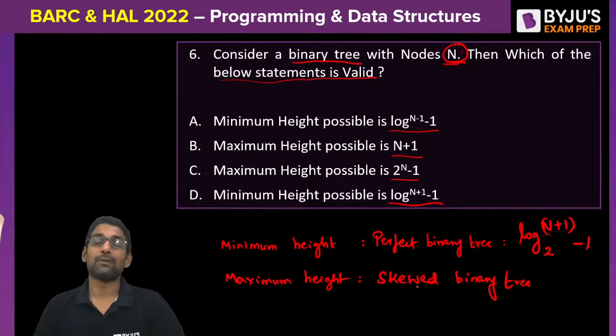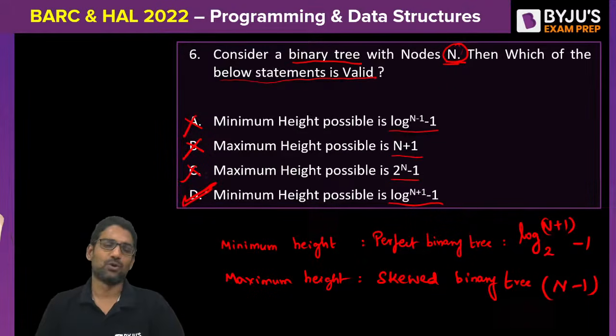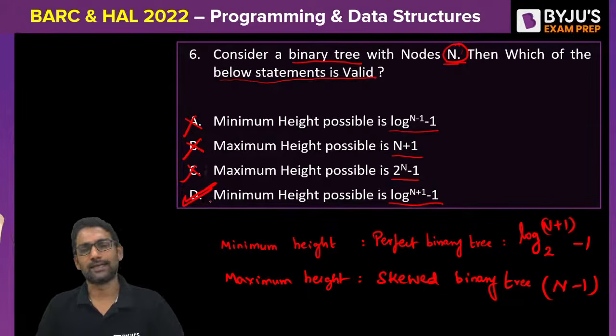And what would be the maximum height? n minus 1. So minimum height is log n minus 1? No, wrong. Maximum height is n plus 1? No, it is n minus 1. Maximum height 2 to the power n minus 1? No. Minimum height log(n plus 1) base 2 minus 1. Yes. So option D is the right answer for question number 6.